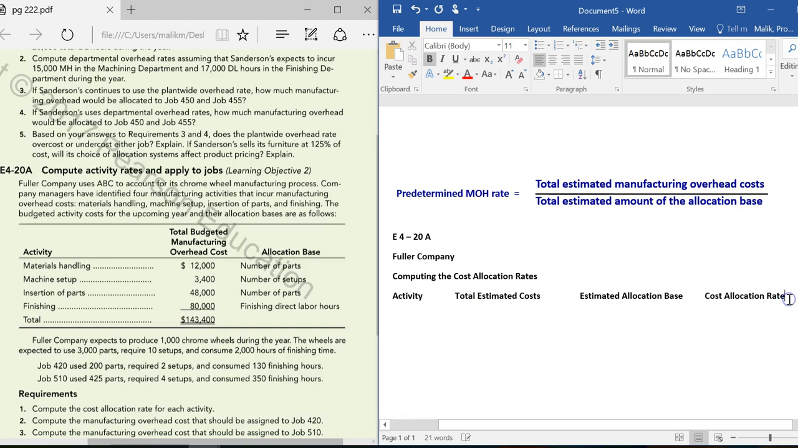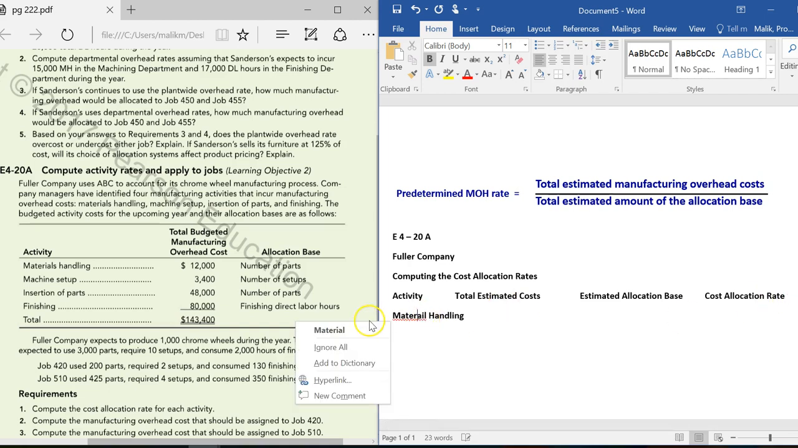Okay, so let's do our first activity. Our first activity is material handling. And for this activity, our total estimated cost is $12,000. So for every problem, you will be given this type of nice table. You will figure out all those overhead costs for every activity, and you will check what their allocation bases are and what their estimated allocation base is. I mean the total amount of estimated allocation base.